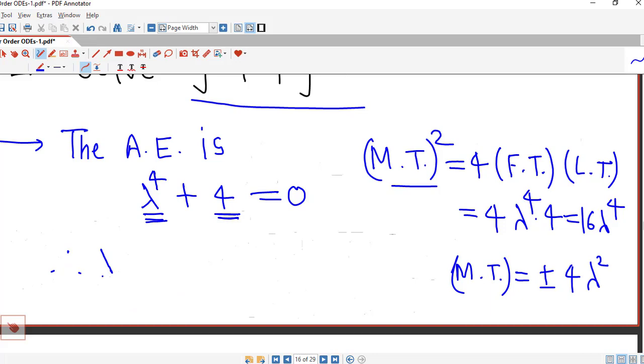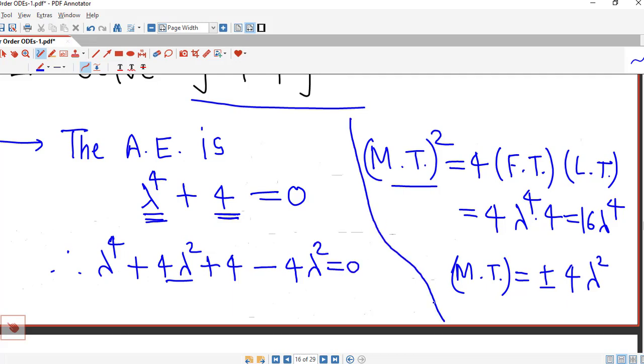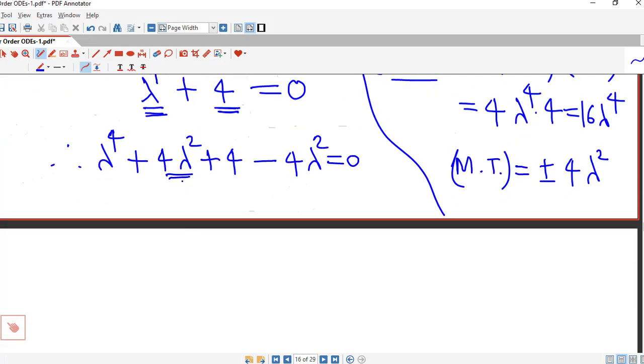We can set either 4 lambda square or minus 4 lambda square as the middle term, but here I am considering plus 4 lambda square, and because I am adding 4 lambda square, I have to subtract 4 lambda square. I am not taking negative 4 lambda square here because that is not useful. If we consider negative 4 lambda square, then we cannot factorize further. So we consider 4 lambda square as the middle term.